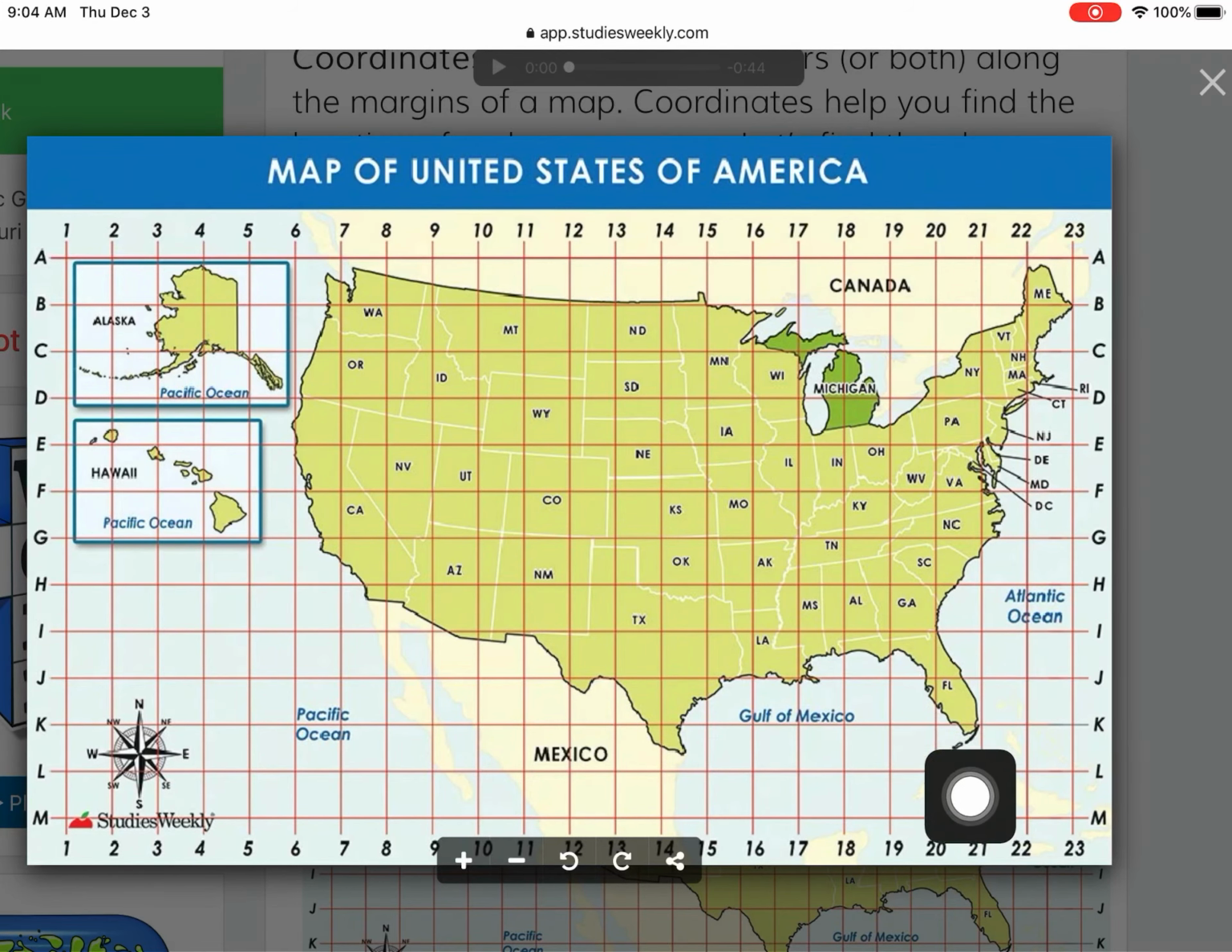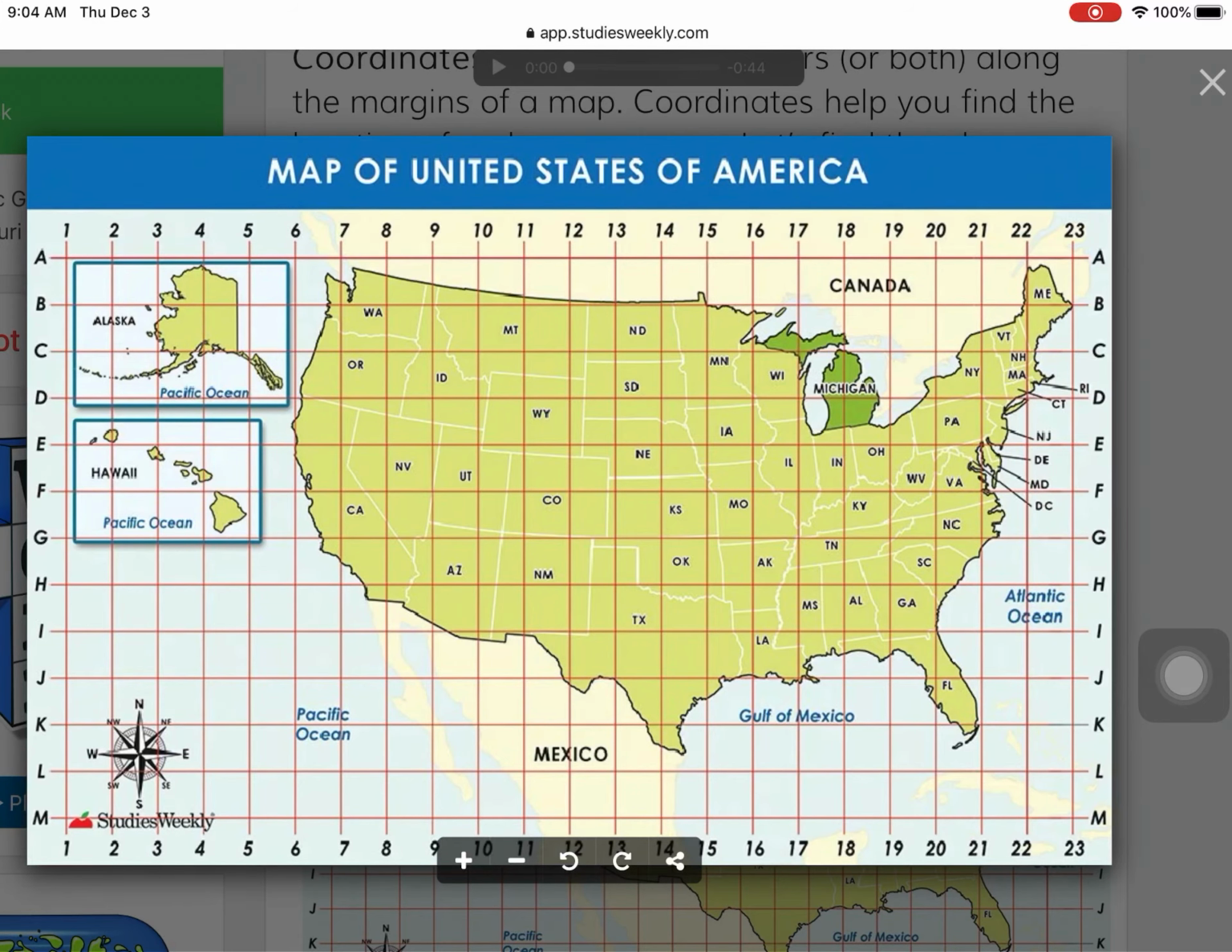So let's look at 20 here. If I go 20 and I keep going up until I hit J, where did I end up? If you guessed Florida, that would be correct. That would be a great place that I would love to vacation in, would be Florida.